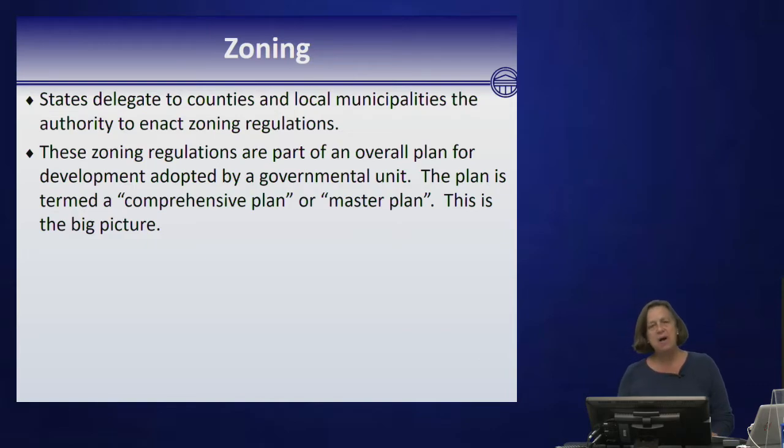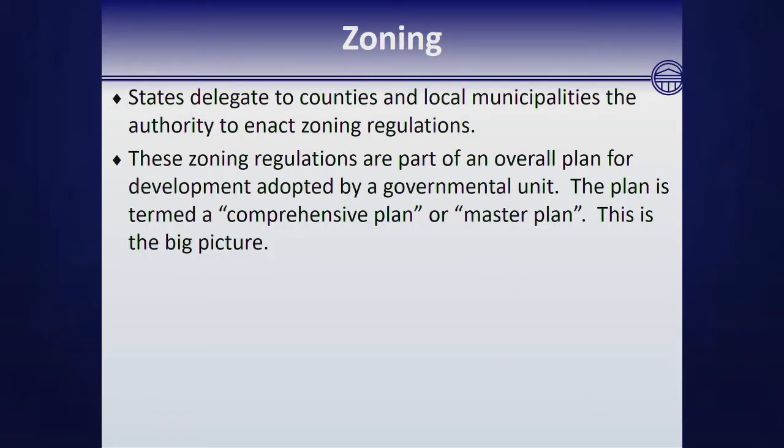So zoning is a public means of regulating land use. And the states delegate to counties and local municipalities the authority to enact zoning regulations. These regulations can control lots of different things. So noise, air, and water pollution, as well as population density. Zoning laws are passed at the local level, and they're part of an overall plan that's adopted by a governmental unit. This overall plan is known as the comprehensive plan. Sometimes it's also called the master plan.